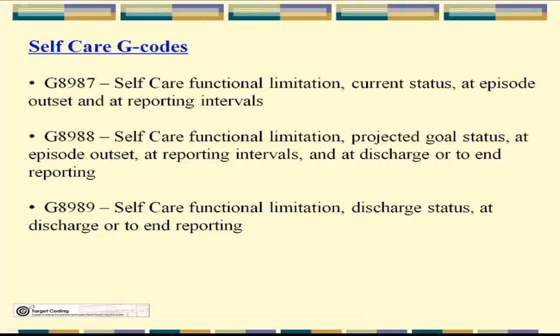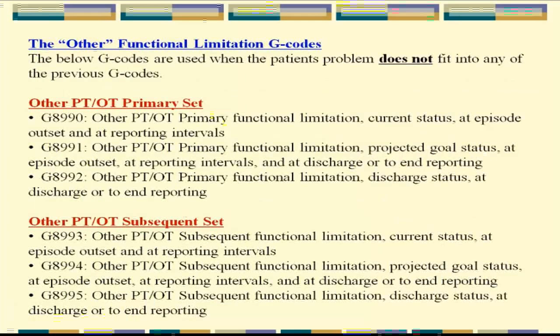Ensuring one's comfort, managing diet and fitness, maintaining one's health. So those are the self-care examples. Now, there are other functional limitation codes. You're going to use these when the patient's problem doesn't fit into any of the previous codes that I went through. I think it's rare, but if that happens, you'd have to use these. G8990, G8991, G8992, G8993, G8994, and G8995.